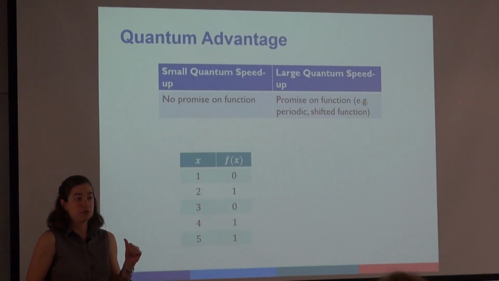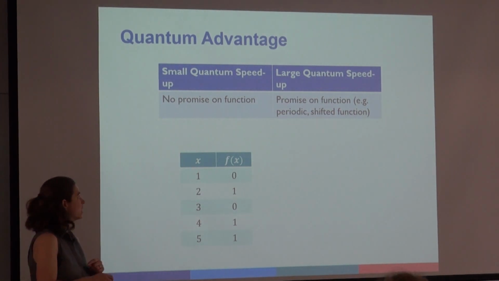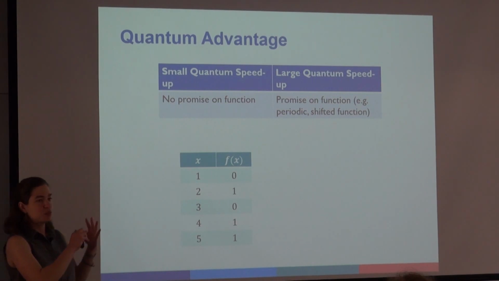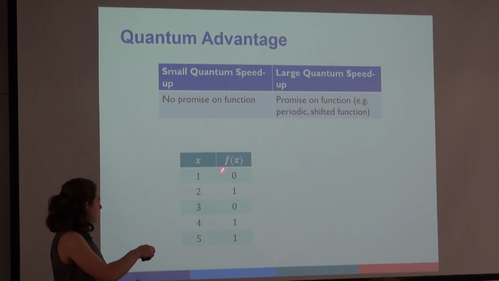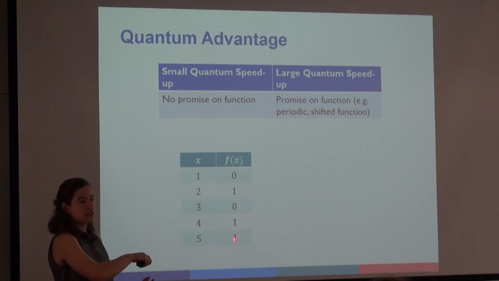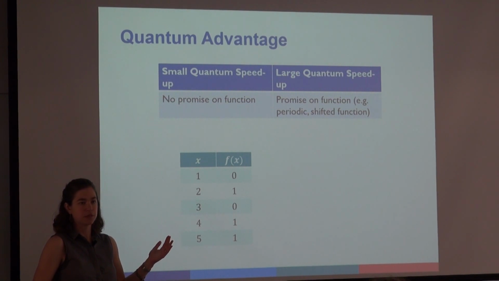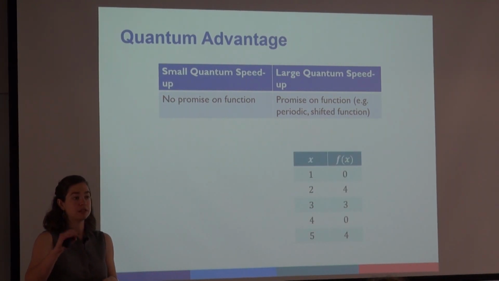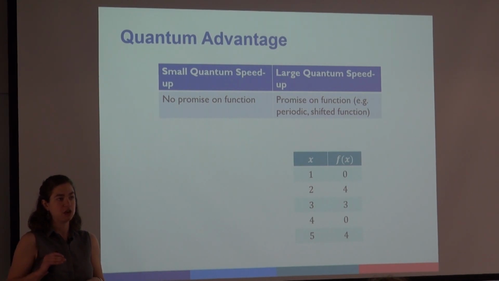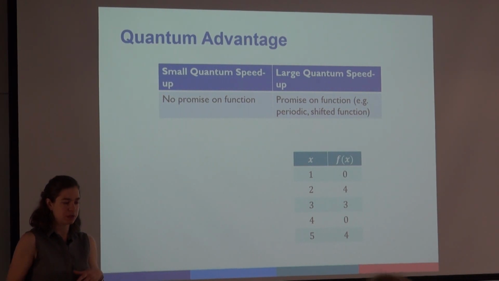Okay, so one thing you might have noticed was that, I didn't really emphasize this so much, but in the case where we had a very small quantum speedup, there was basically no promise, which means that the value of the function, these zeros and ones, could have been any possible sequence of zeros and ones. On the other hand, when we saw that there was a large quantum speedup, there was a promise. Like we were promised it was periodic, right? Or we were promised that it was the same as G, but just shifted. Okay? So that's one thing we saw.